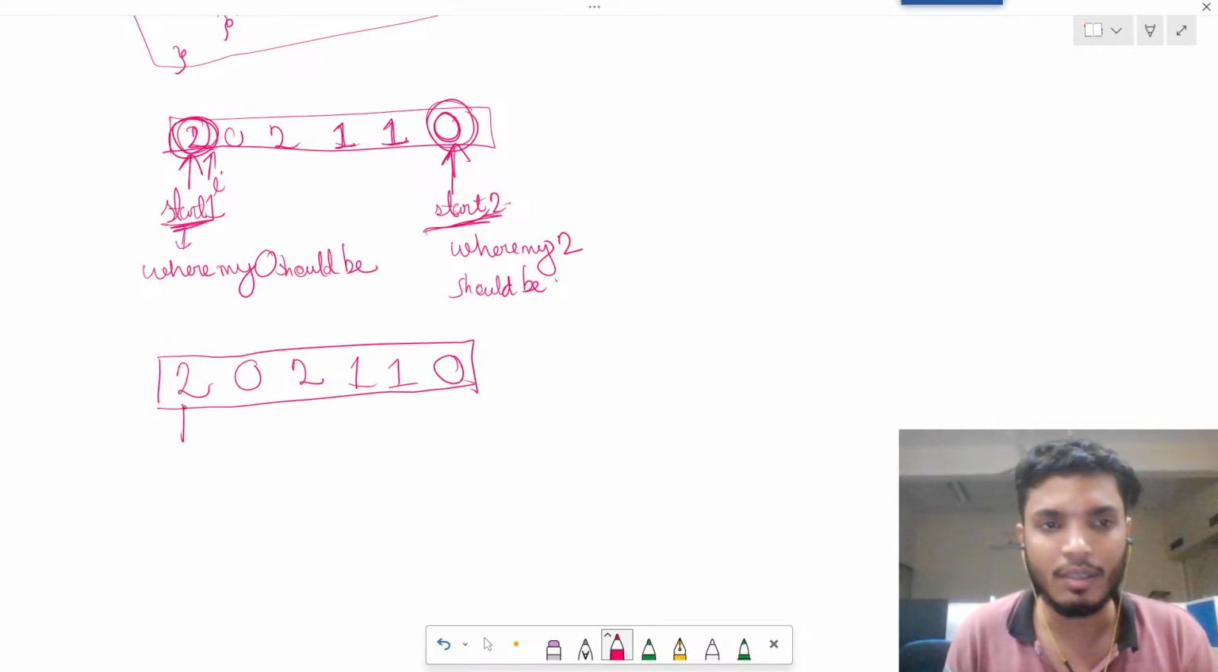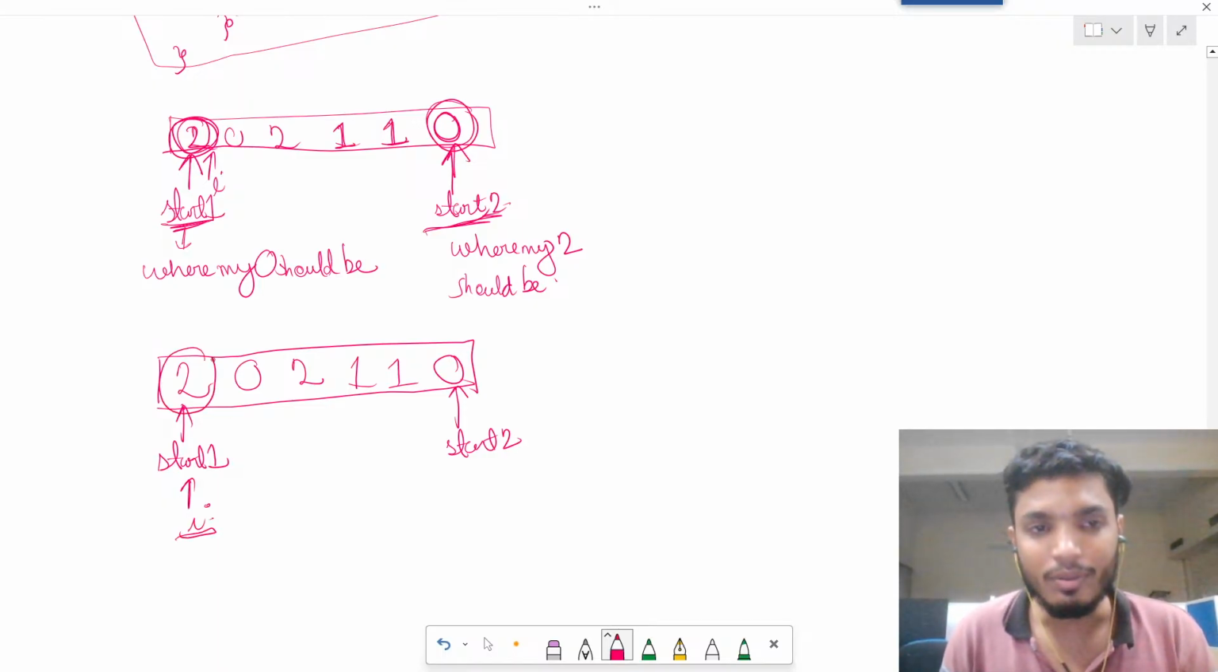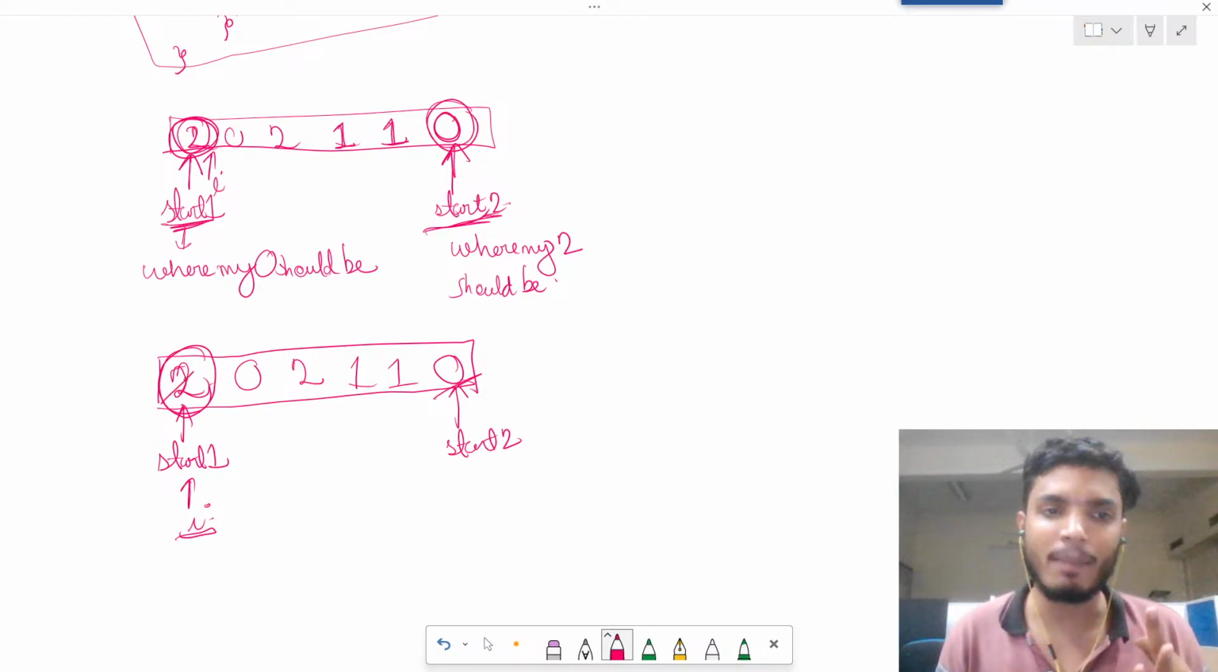So here it is start 1 and here it is start 2. So let's say I am at this point I. Is it 0? What is it? It is 2. So where should it be? It should be at the start 2 position. So I'll swap. I'll move 0 here and I'll move 2 here.